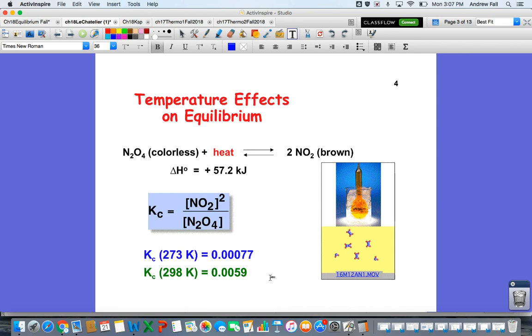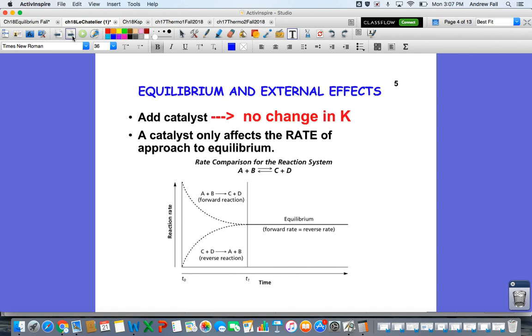If the reaction was exothermic, where heat was listed as a product, then if you heated it up, it would favor the reverse reaction, or some of your product would convert back into reactant.